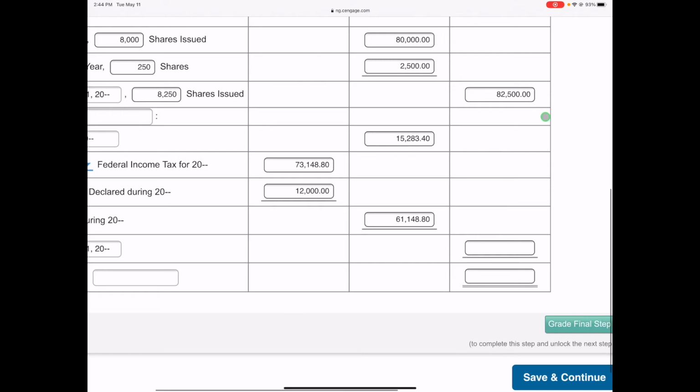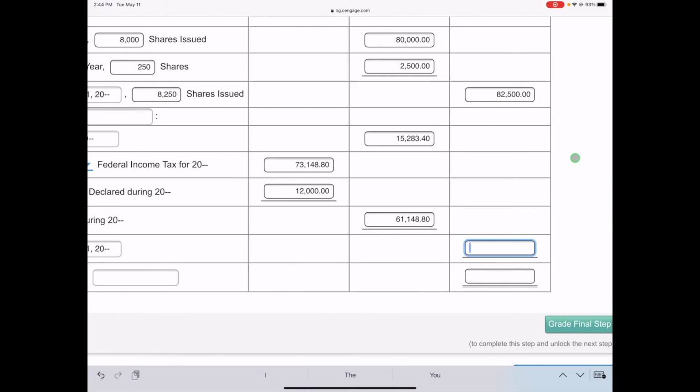Okay, we're going to take our balance at the beginning plus our net increase in retained earnings. We'll add those two together and we come up with $76,432.20.